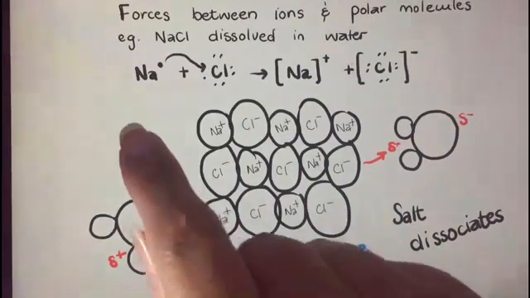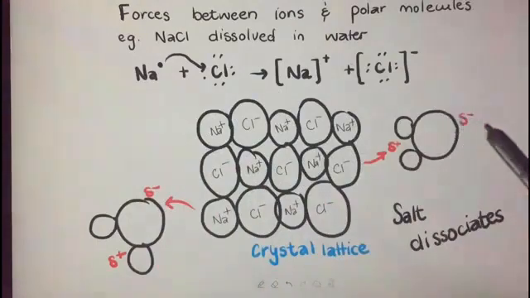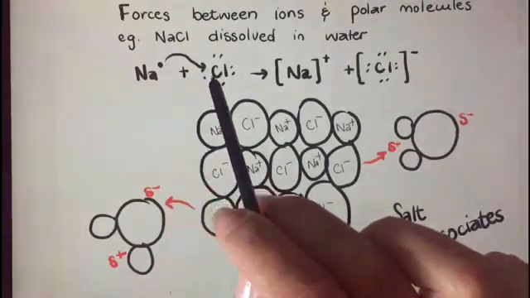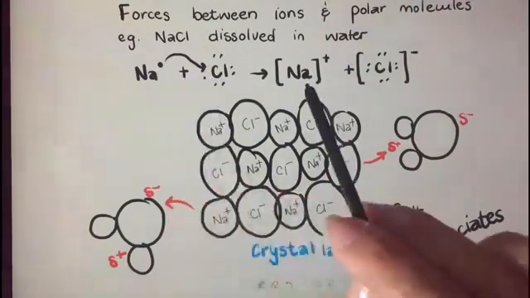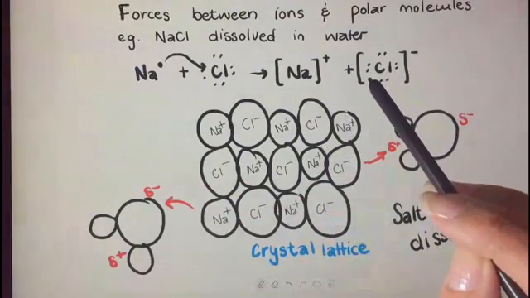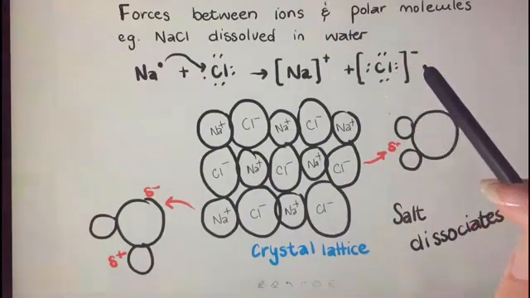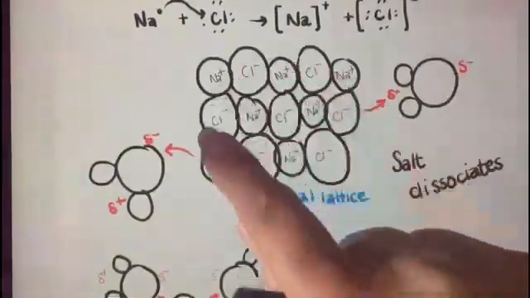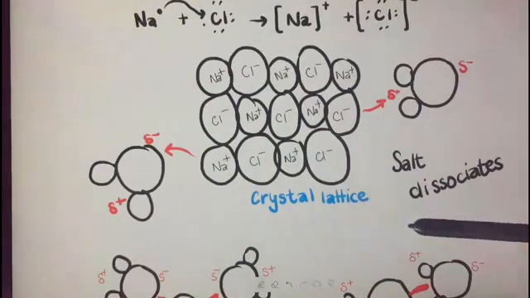It forms between sodium, which is a metal, and chlorine, which is a non-metal, and there is a transfer of electrons that takes place. The sodium loses its electron and becomes a positively charged ion. The chlorine gains one electron and becomes a negatively charged chloride ion. All these ions pack together in this structure over here, which we refer to as a crystal lattice.